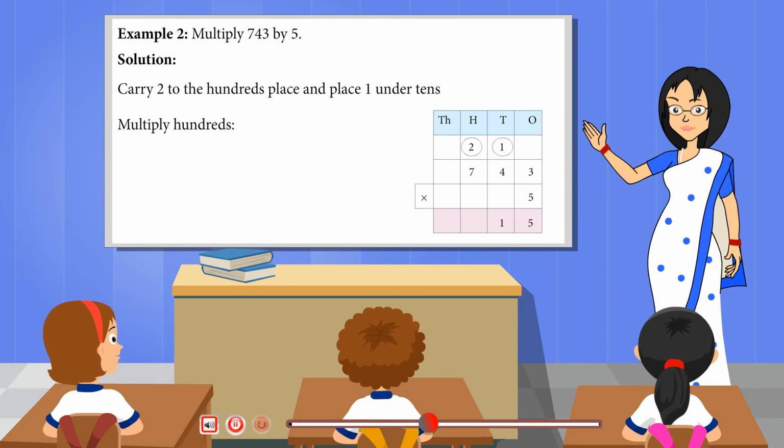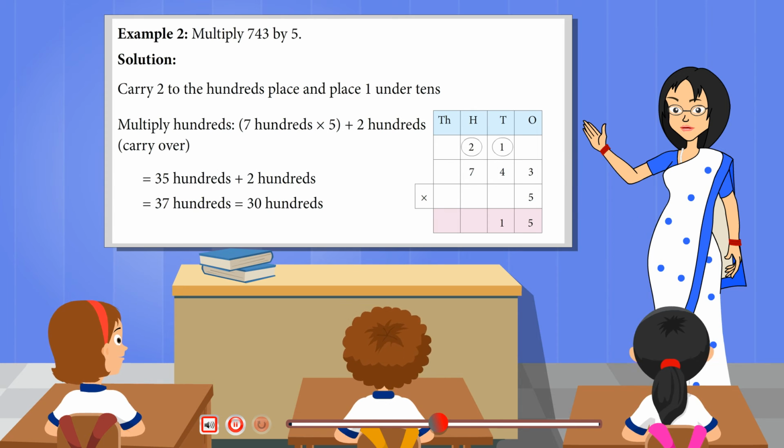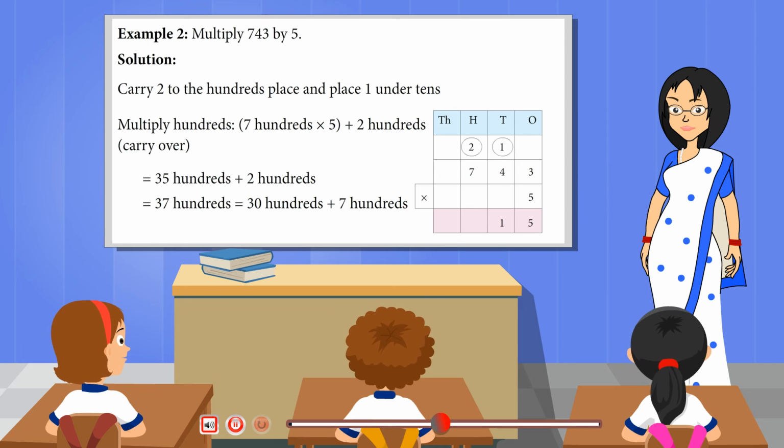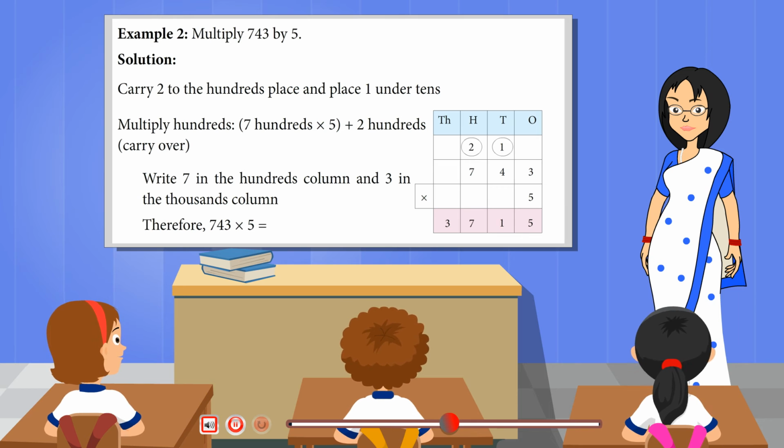Multiply hundreds. 7 hundreds into 5 plus 2 hundreds carry over is equal to 35 hundreds plus 2 hundreds, which is equal to 37 hundreds, which is equal to 30 hundreds plus 7 hundreds, which is 3 thousands plus 7 hundreds. Write 7 in the hundreds column and 3 in the thousands column. Therefore, 743 into 5 is equal to 3715.